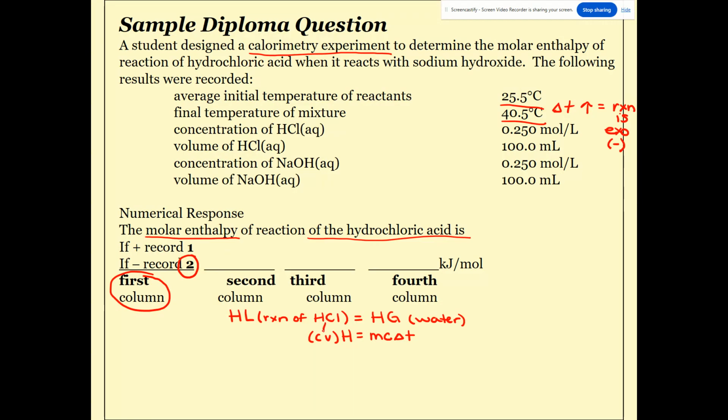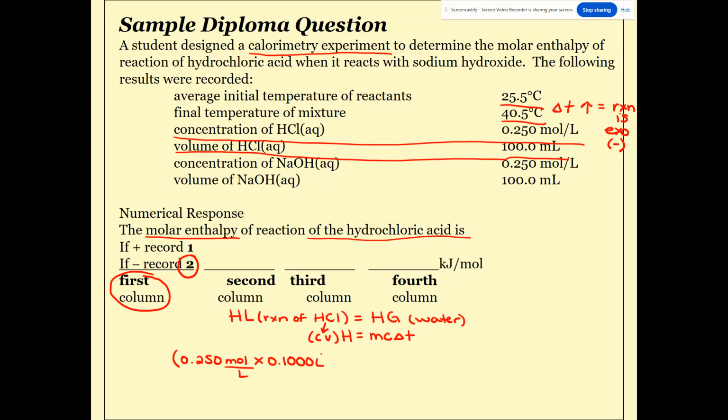So I'm using the concentration and volume in liters of my HCl on the left-hand side. So my concentration of HCl is 0.250, and the units again are moles per liter. And I'm multiplying that by my volume in liters of HCl. So I have to divide that by 1,000. It's 0.1000 liters. Okay, and that gets multiplied by ΔH, which is what I'm solving for. My liters cancel, so we're left with moles again.